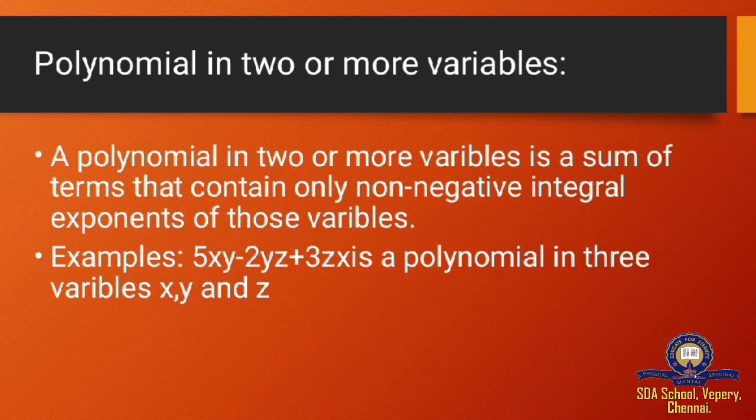Next, we move on to polynomials in two or three variables. A polynomial in two or more variables is a sum of terms that contain only non-negative integral exponents of those variables. For example, 5xy minus 2yz plus 3zx is a polynomial in three variables x, y and z.